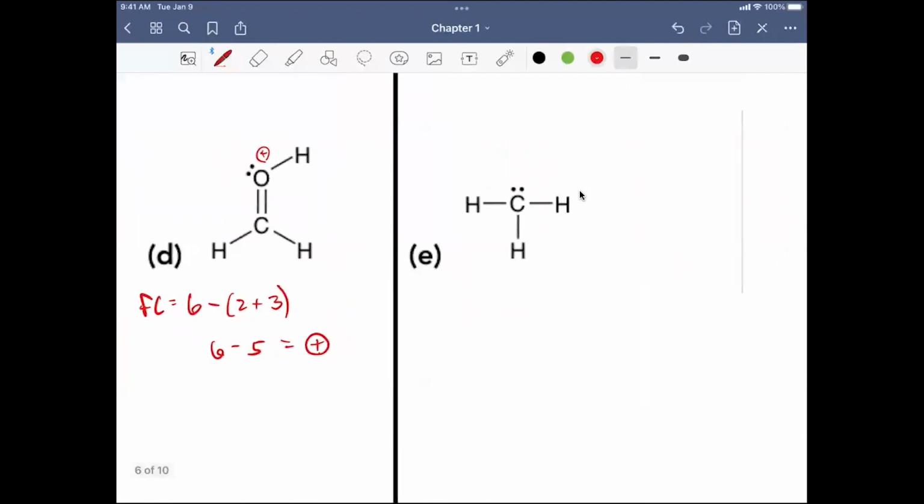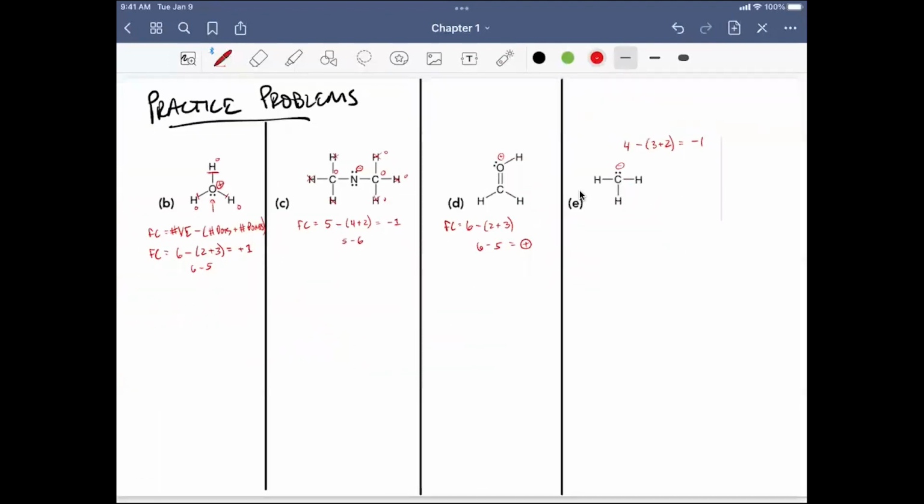This carbon right here is something a little bit different. It doesn't have 4 bonds, it has 3 bonds and 2 lone pairs. So right away, since we went through this problem before, that has a -1 formal charge. Again, 4 valence electrons, it has 3 bonds and 2 dots. That's a -1 formal charge. All right.